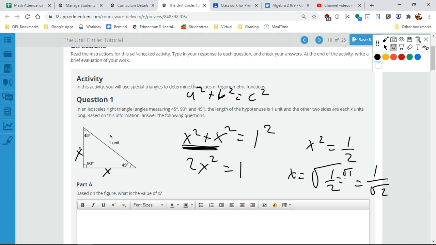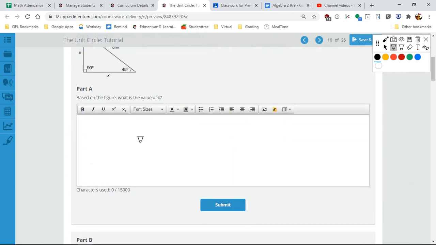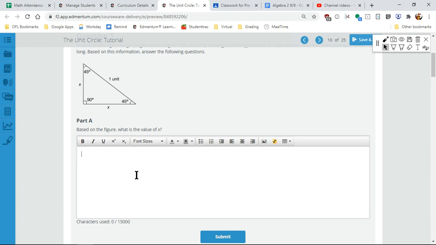Basically, I forgot to show you guys this step. From here, we're going to multiply by square root of 2, multiply by square root of 2. Square root of 2 times the square root of 2 is the square root of 4. 1 times the square root of 2 is 1 times the square root of 2. There's not much we can do there. Square root 1 times the square root of 2 is square root of 2. Square root of 4 is 2. So that's how you would do that. I just skipped a few steps. I'm sorry. That's okay. So based on the figure, what is the value of x?